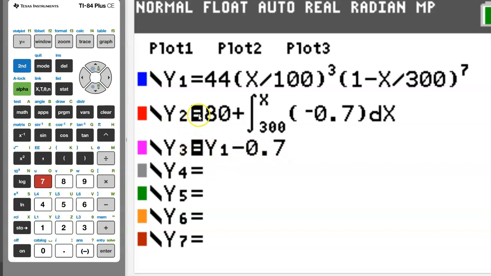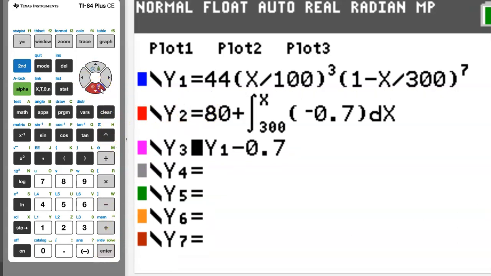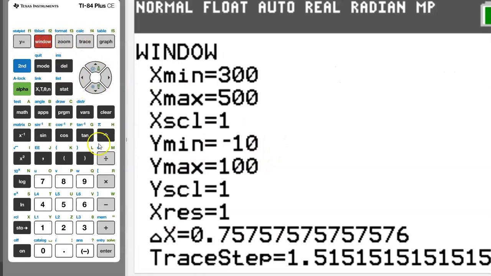We want to graph this, but right now we have two graphs that are turned on. So I could either clear out the other functions because I'm done with them, or I can just hit enter and turn the other graphs off. So before I hit enter, let's think about what the window should be.